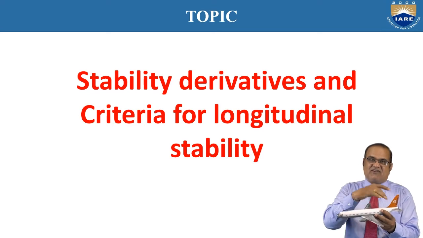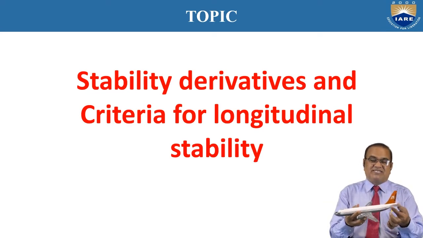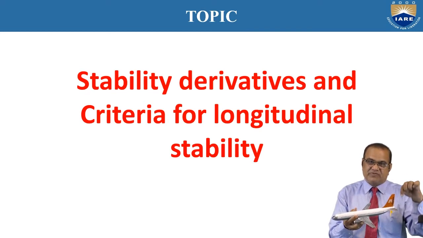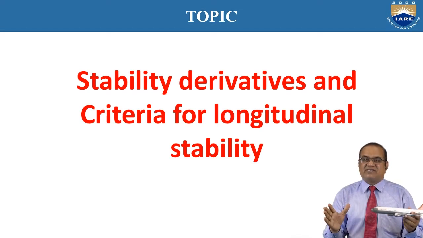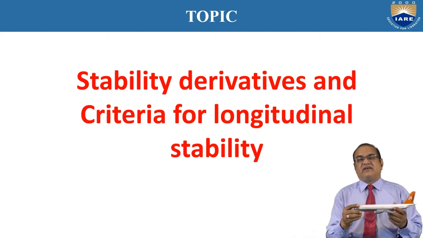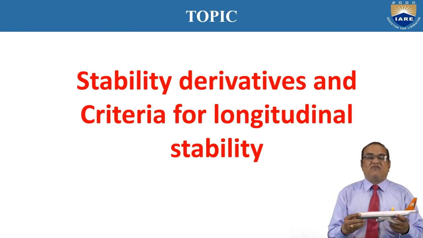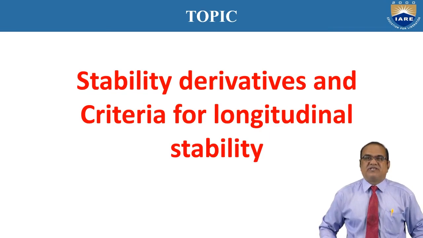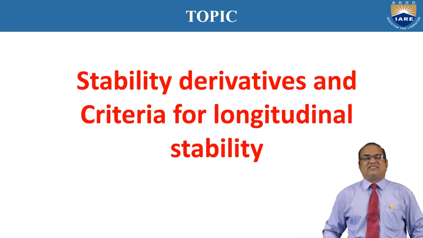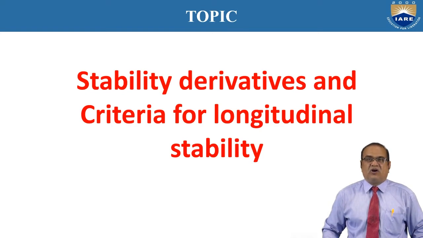But what happened in this configuration? Here it will be negative because the angle of this surface is set in such a way that it is supposed to give lift towards the earth. So that was the concept, and we have to understand how these things will work. In this topic, I am going to discuss stability derivatives and criteria for longitudinal static stability. These topics I am going to discuss today, and I hope this will be very useful.